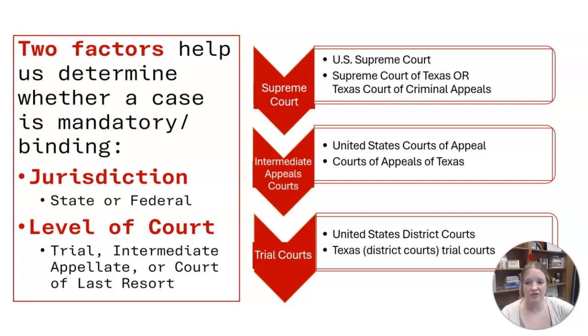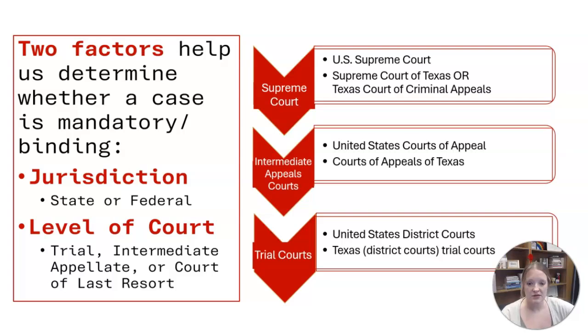And then also the level of court. So are we at the trial level? Are we at the intermediate appellate level? Or are we within a court of last resort, such as the Supreme Court, right? The level of court is going to matter, because if the opinion is coming from a higher level court, then that's going to be considered mandatory. Whereas if it's coming from a lower court, then it will not be considered mandatory, but could be considered persuasive.